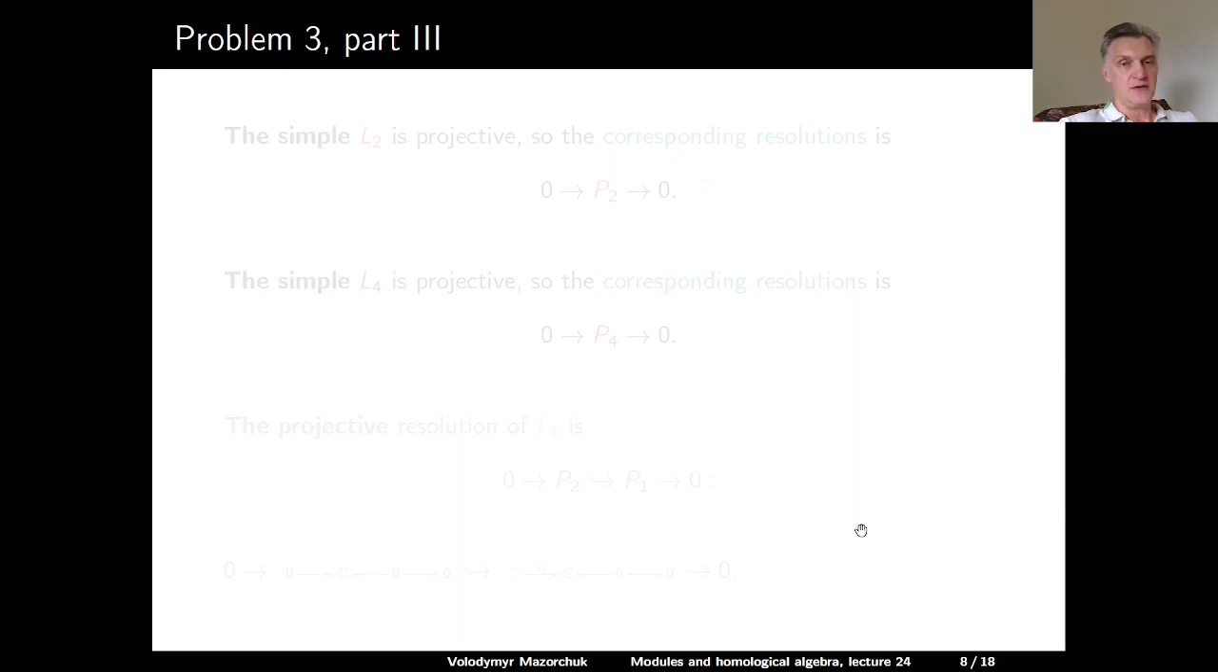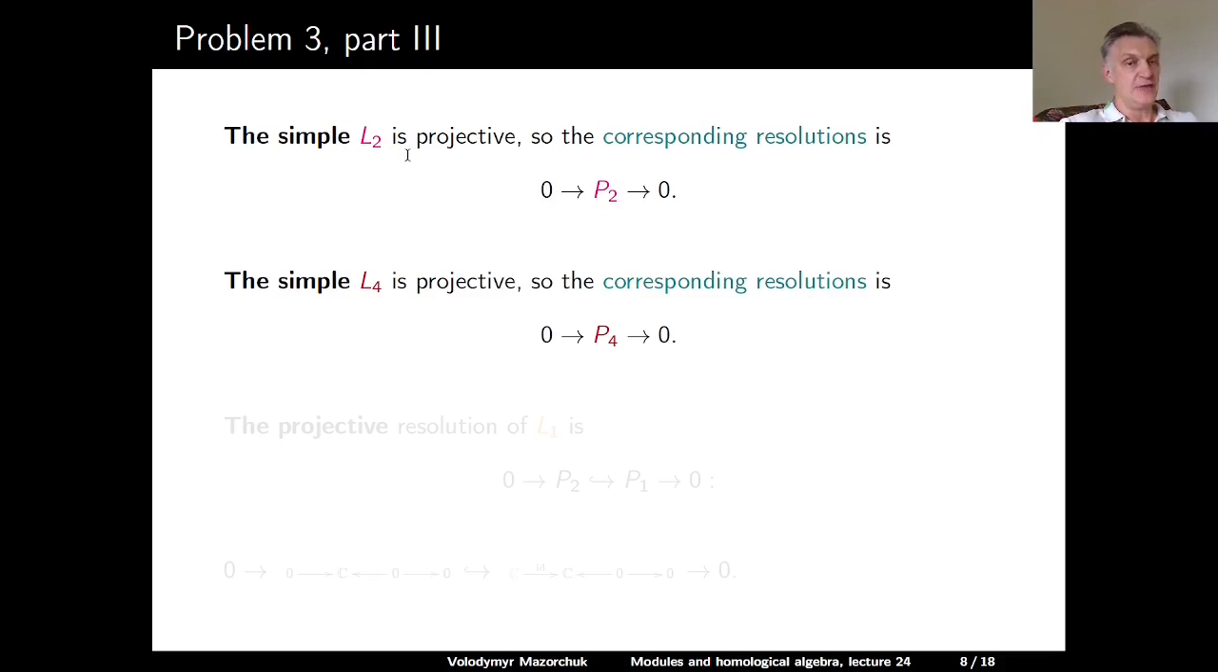And now we can draw our projective resolutions. The simple L2 is projective, so its projective resolution is trivial. We have P2 at the homological position 0, and that's it. So at the homological position 0, we have a module which is projective and which is isomorphic to L2. Similarly, L4 is projective, so its projective resolution consists of P4 in the homological position 0.